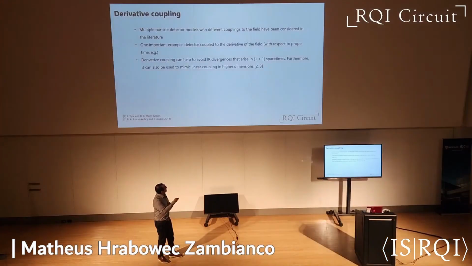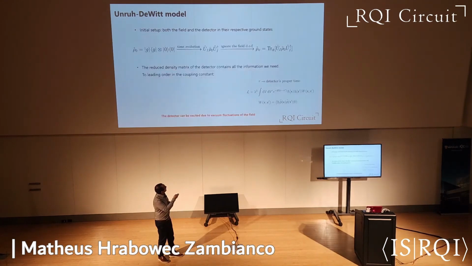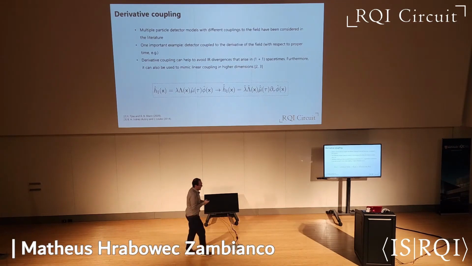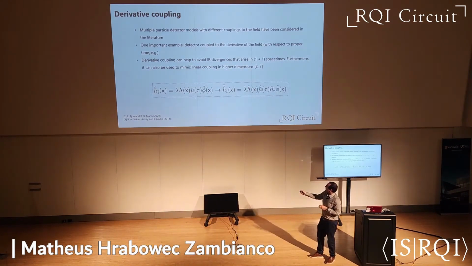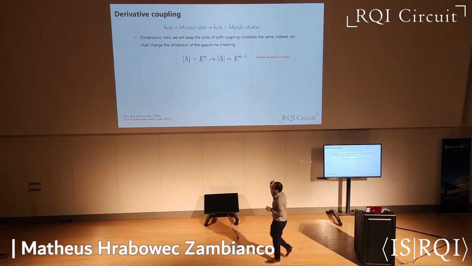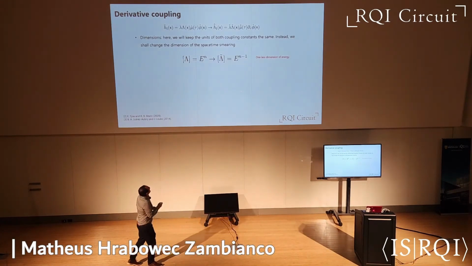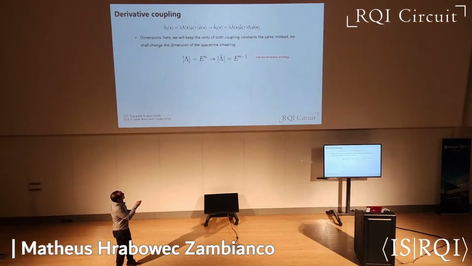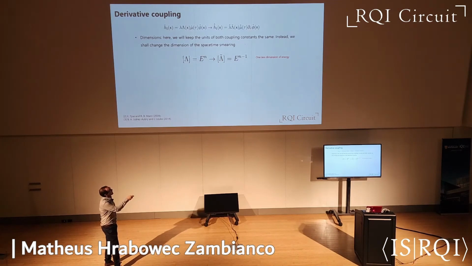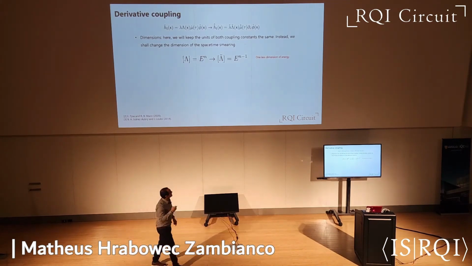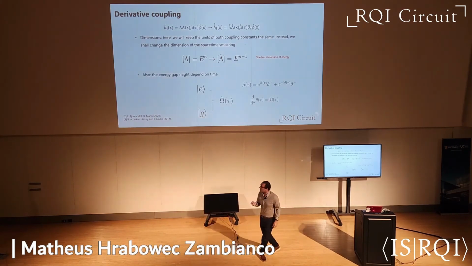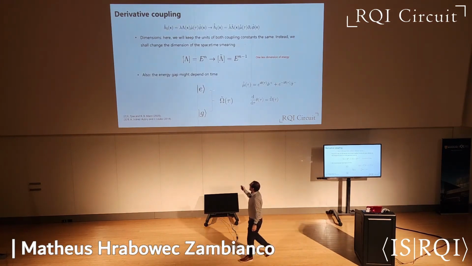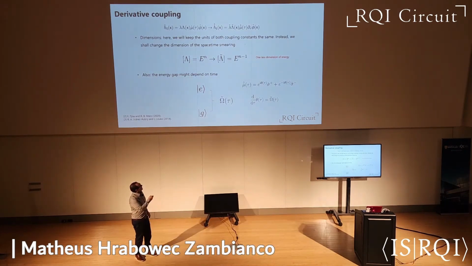So, mathematically speaking, what I'm saying by changing the model is exactly this. Instead of coupling the qubit with the amplitude of the field, we are going to couple it to the derivative of the field. Here we need to be careful to redefine our quantities. Both coupling constants are going to remain the same. But since we are changing the units, we are going to redefine things so that the smearing function in this new model has one less dimension of energy. And also, just to keep generality, we are going to allow that in this new model the qubit might have an energy gap which is time dependent.